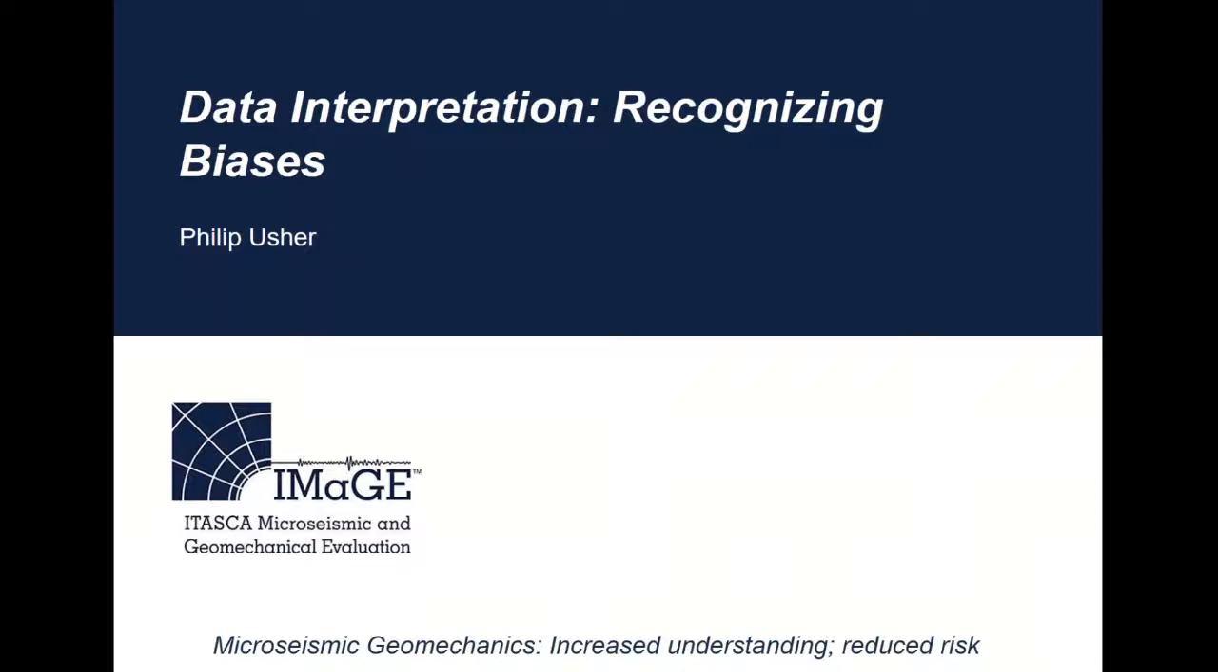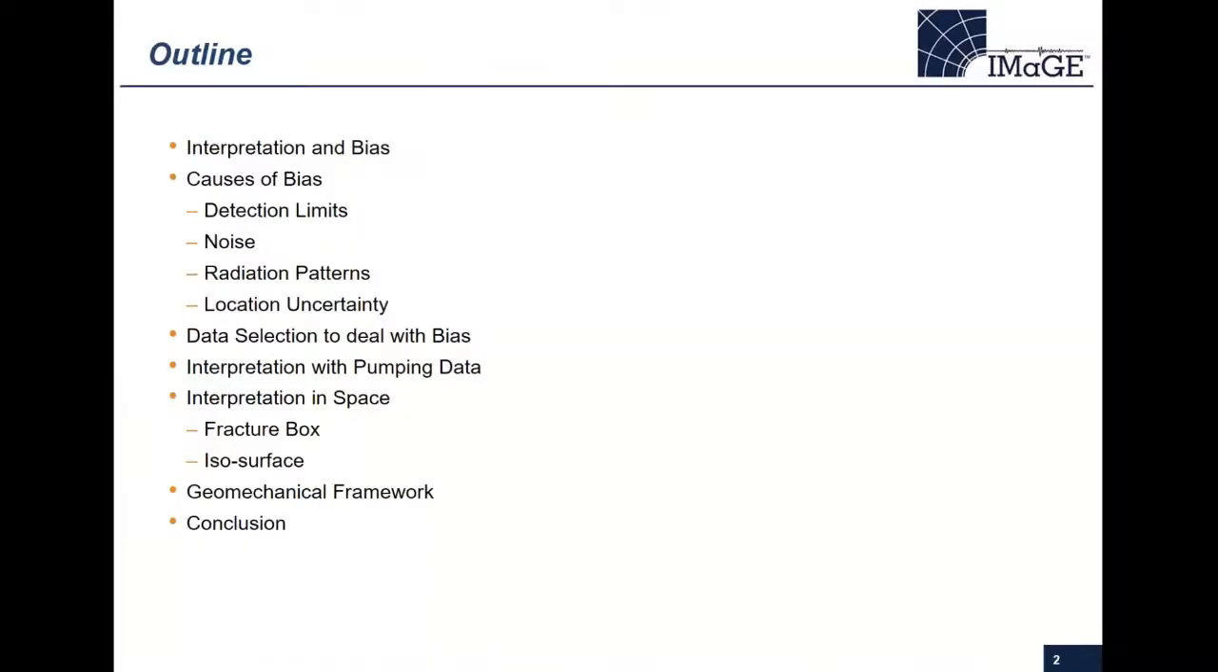How I'm going to do that is I'm going to talk about interpretation and bias. I'm going to look at causes of bias, what will affect our data. So we have detection limits, effects of noise, radiation patterns, and location uncertainty, which all cause problems with our data. To deal with that, we can do a certain amount of data selection, so picking out the best bits of our data. Once we have our best data, our data with the highest quality, we can then interpret the data.